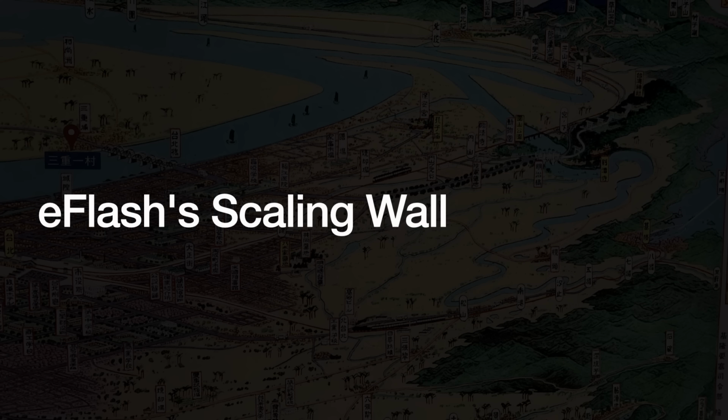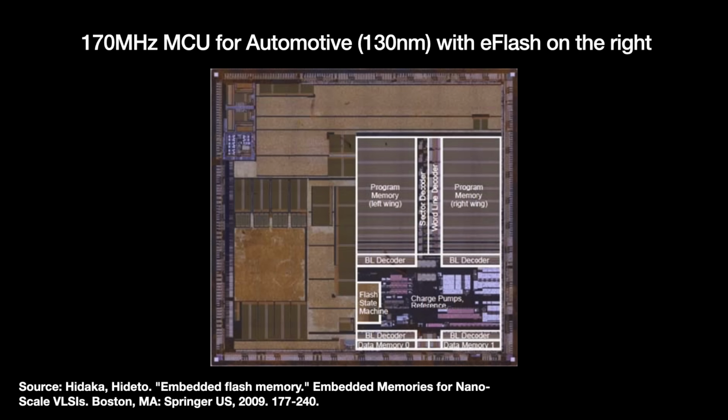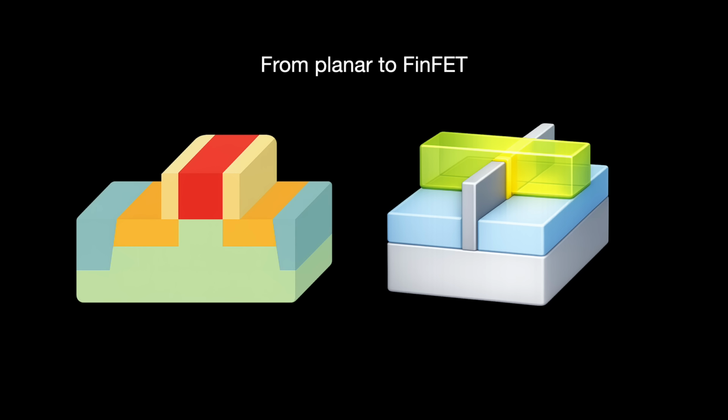eFlash's most serious issue, however, is scaling. Largely speaking, 28 nanometers is the end of the road scaling-wise for eFlash. Scaling down eFlash means making smaller transistors and packing them closer together. This becomes a serious issue at 28 nanometers, the last planar transistor node. There, you have all the standard problems of shrink, loss of control over the gate, short channel effects, so on. Par for the course, and why the logic fabs switch to 3D FinFETs.